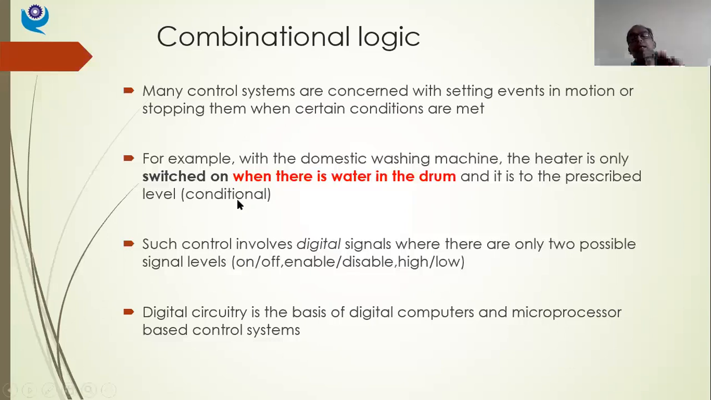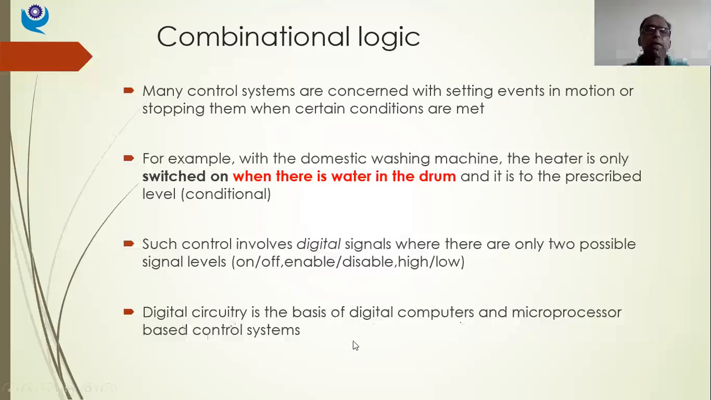Whether the water is at the prescribed level, then only the heater should be put on. Such control involves digital signals where there are only two possible signal levels: either on, off, high, low, or enable or disable. So only two conditions, on or off, enabled or disabled, high or low. Digital circuitry is the basis of digital computers and microprocessor based control systems.